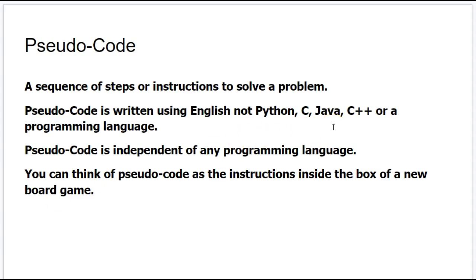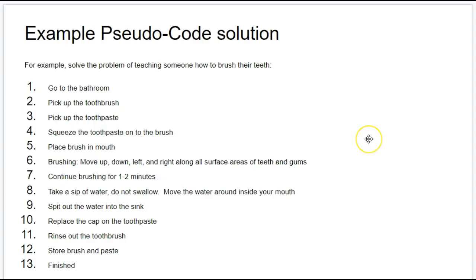Pseudocode is nothing more than a series of steps or a sequence of instructions to solve a problem. Pseudocode is written in English, not in Python, not in C, or Java, or C++, or any programming language. Pseudocode needs to be programming language independent. You can think of pseudocode as a set of instructions, for example, inside of a brand new board game. Here's an example of pseudocode.